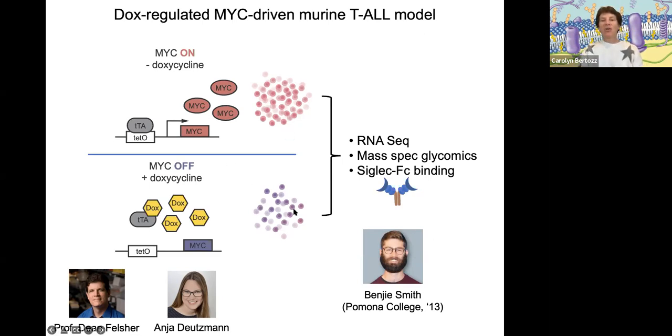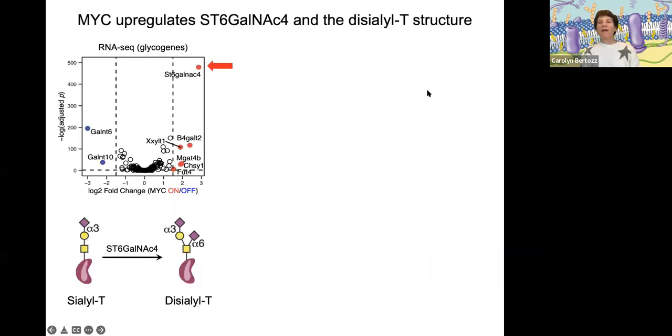And Benji basically took cell lines that had been either in the MYC on or MYC off state, and then did RNA-seq, looked at their glycan profiles by mass spectrometry, and then tested their ability to bind to different CIGL FC reagents as a probe of their CIGL ligand expression. And what he found was quite stunning.